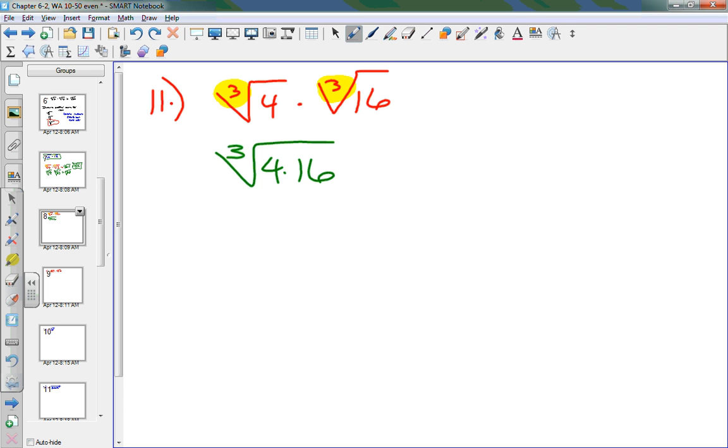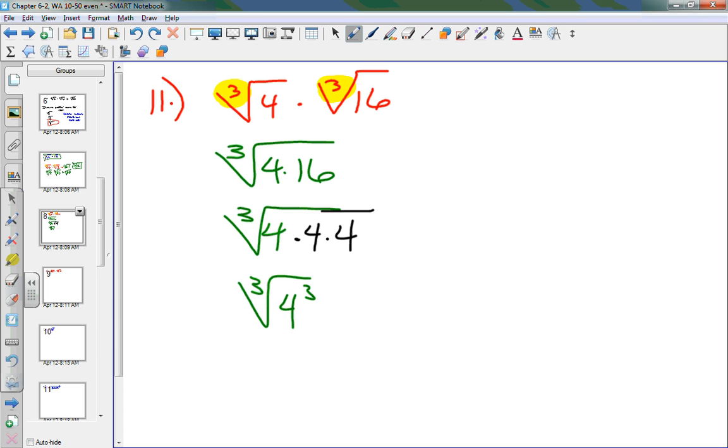Factors of 16. How do I break that down? I drop down the 4, and then this is going to give me 4 times 4, because that's what 16 is. You see that? How many 4s do I have inside there? 3. So I have 3 4s in there. I can write it as 4 cubed.